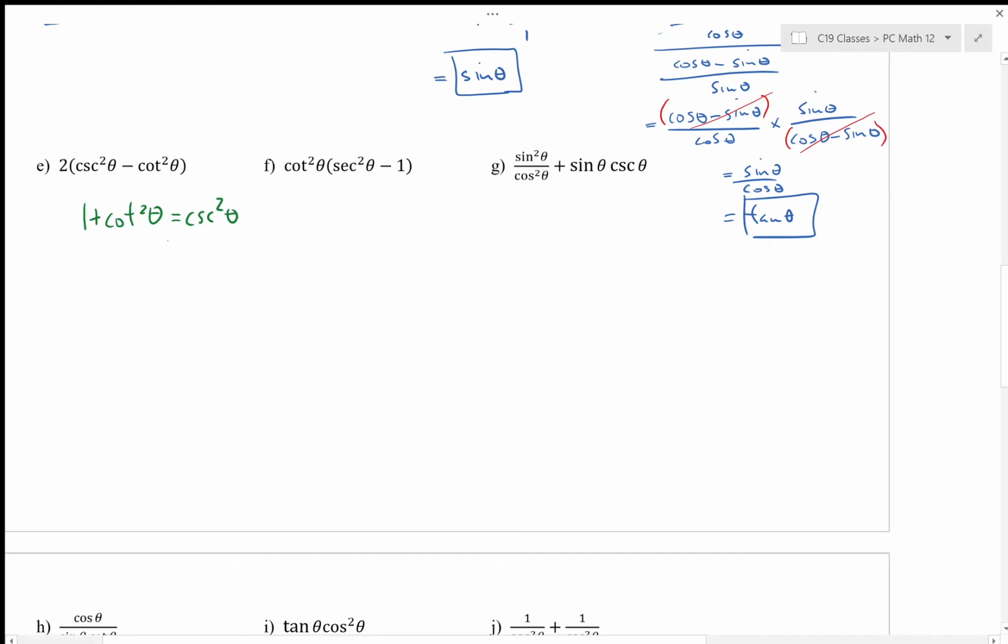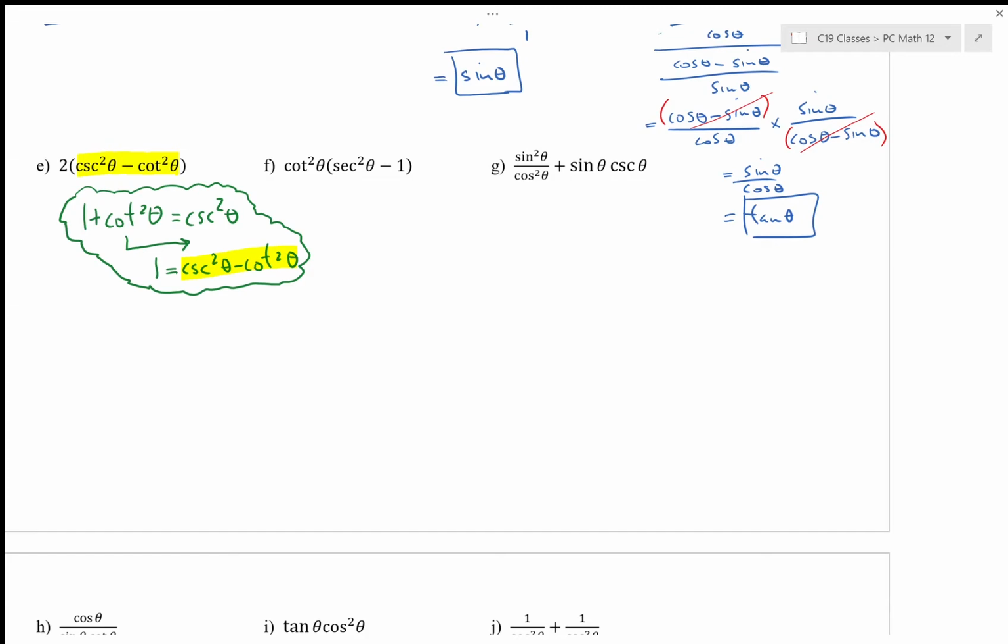What I'm basically going to do is move this over, and I end up having 1 equals cosecant squared theta minus cotangent squared theta. Now, this is just me manipulating that one Pythagorean identity, and often by switching sides you want to isolate one of the things, and you'll see that sometimes those things will make your life a lot easier. So this one right here is the same as this up here. So those two things are identical to each other. If I see cosecant squared theta minus cotangent squared theta, I can replace it with 1.